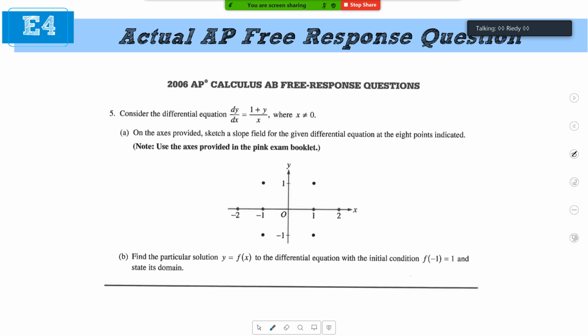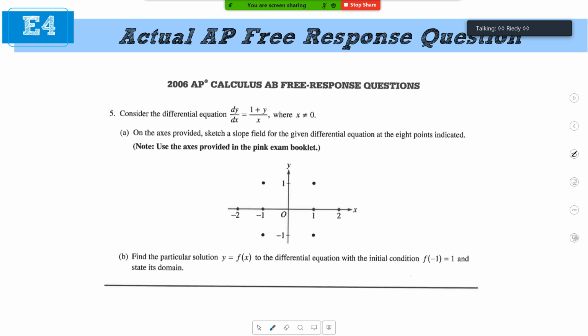So there's my differential equation, dy/dx equals 1 plus y over x, where x can't be 0. You're asked to sketch the slope field, so plug and chug some points. You'll notice that there are no dots on the y-axis, so they give you a hint there that you shouldn't be putting dashes there, because that's where x would be equal to 0, and therefore the derivative is undefined. So you go through and you put your little dashes in there. That's usually an easy slam dunk.